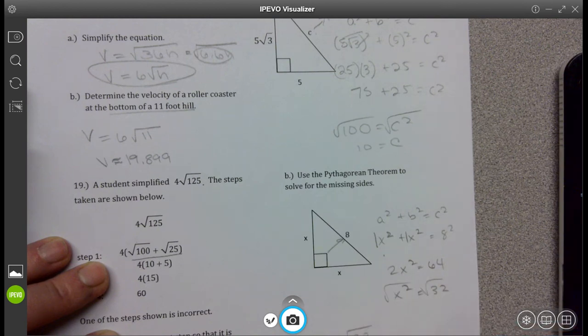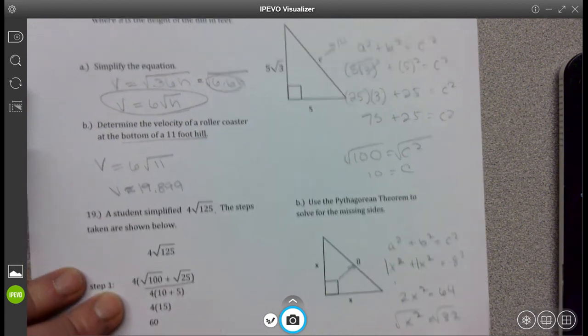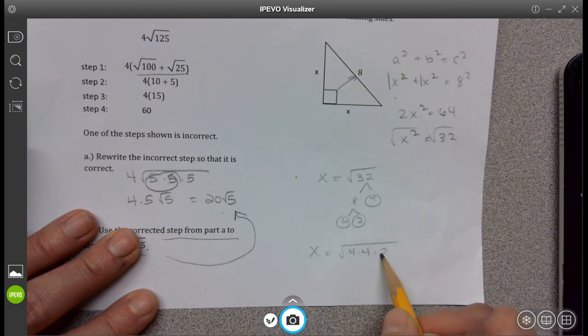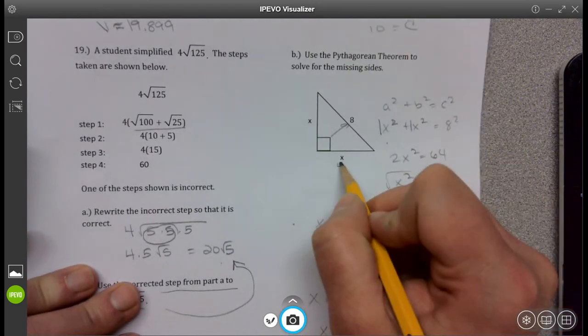But can it be broken down? Absolutely. Break it down to where you get pairs. You can keep going, but honestly, if you just have a pair, then you're done. So your answer is 4 root 2 is each side.